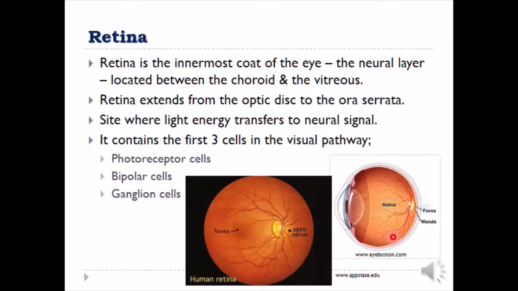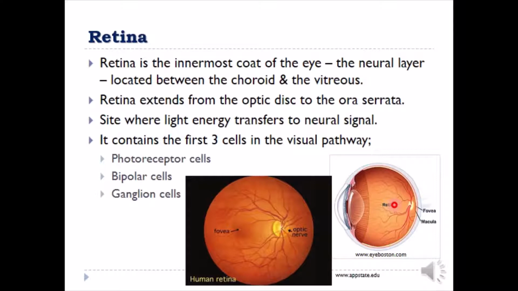The third point we also discussed already: it transfers the light energy into neural signals so that the neurons can easily pass through the neural layers or through the optic nerve into the brain for further processing. It contains the first three cells of the visual pathway. We'll discuss the visual pathway in more detail later. The retina is the first part of the visual pathway, then the optic nerve, going through the chiasma and to the lateral geniculate body to the brain. But do not focus on that now.